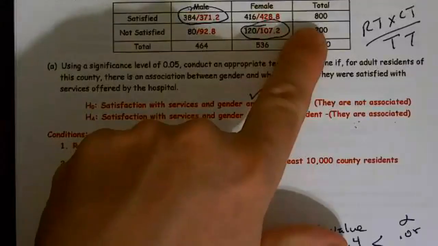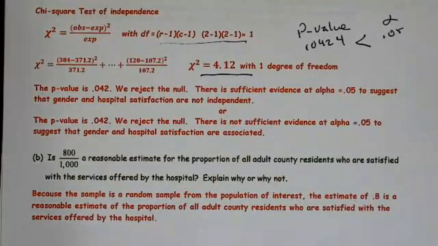Well, we have 800 out of 1,000 that are satisfied. Well, yeah, it is reasonable. Why? We took a random sample, so we can generalize it to the population of interest. Because it's a random sample from the population of interest, we can generalize it to the population of interest. All right. Well, that'll take care of that one.